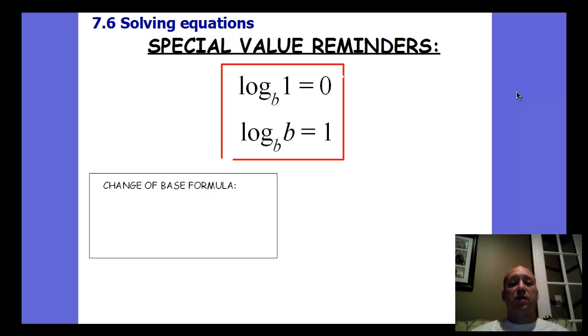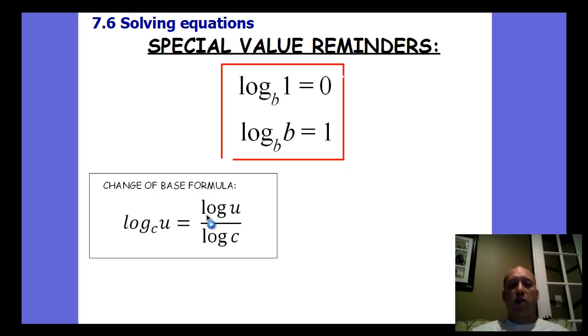Algebra 2, Chapter 7, Section 6. So we're going to look at solving exponential functions and log functions. Just reminders, the log base b of 1 we should know is 0, log base b of b is 1. We keep reviewing these, you should know these by now.